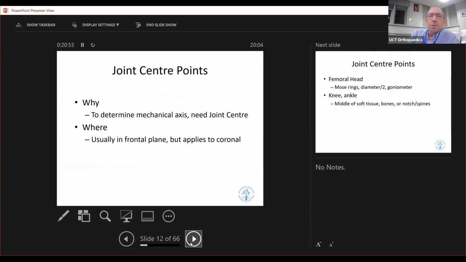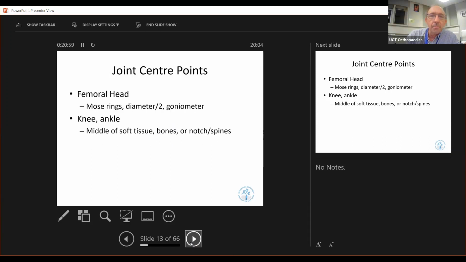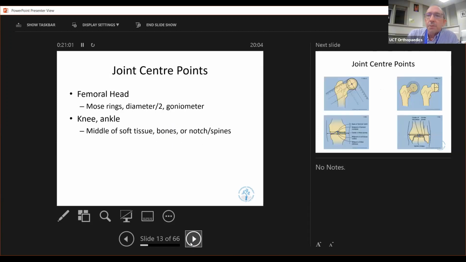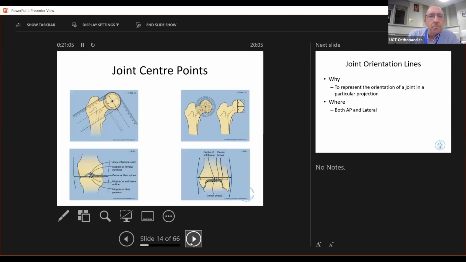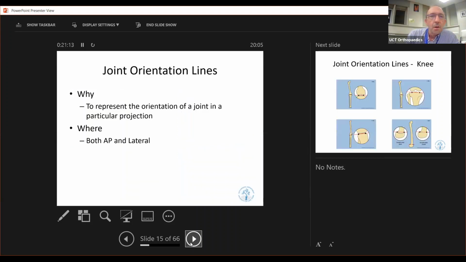So we join joint center points so that we can determine our mechanical axis. How do we do it? We really take the center either by a circle over here, or we divide, in the case of a plane type joint, we're going to divide the joint in half.